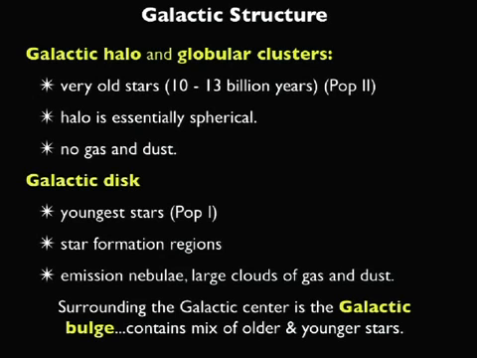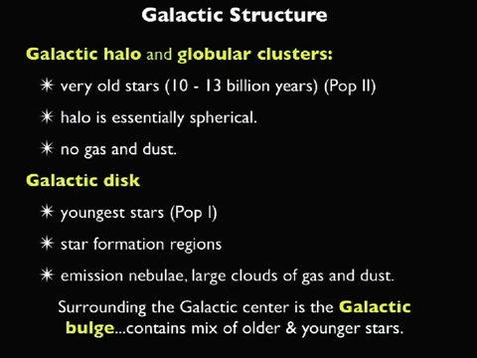So again, here's the sort of summary of what I said. In the halo and the globular clusters, we have these old metal poor stars that are basically spherical. It has no gas and dust. Whereas the disk is where the young stars live. There are star-forming regions and H2 regions. There's the emission nebulae, there's gas, there's dust. There's a lot going on in the disk.